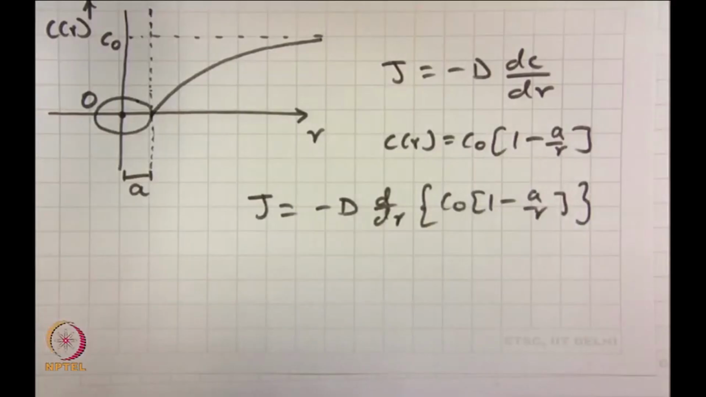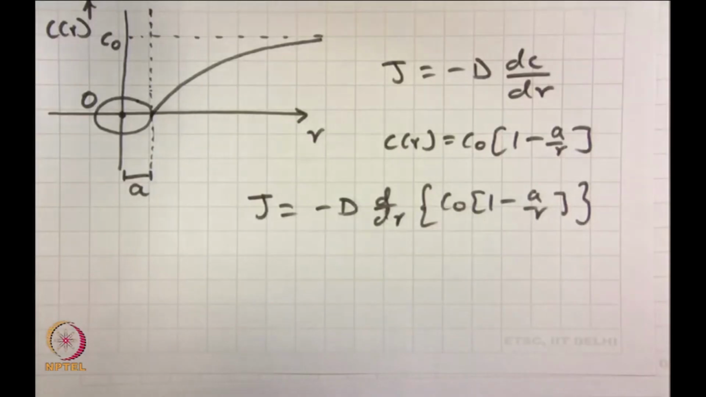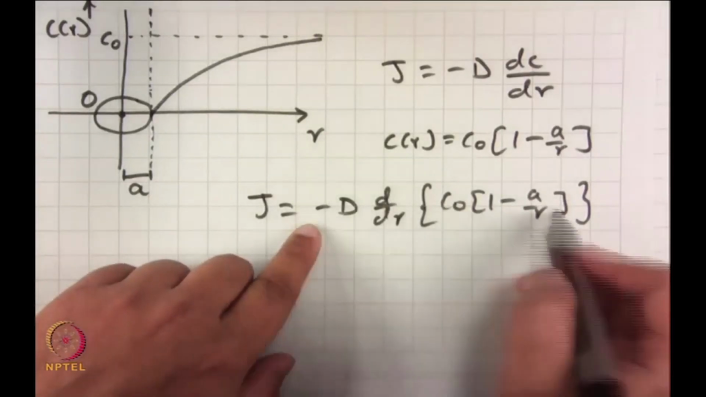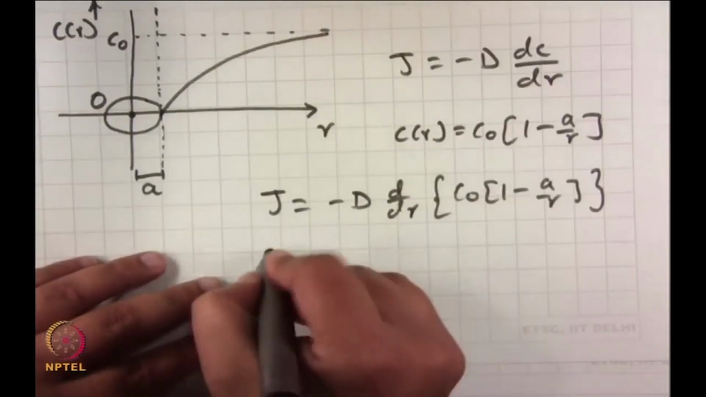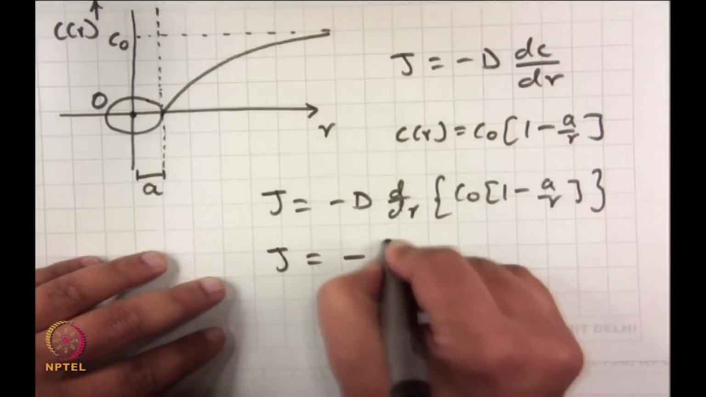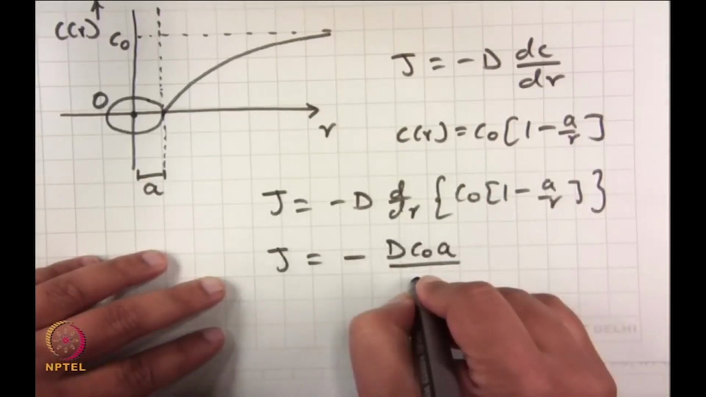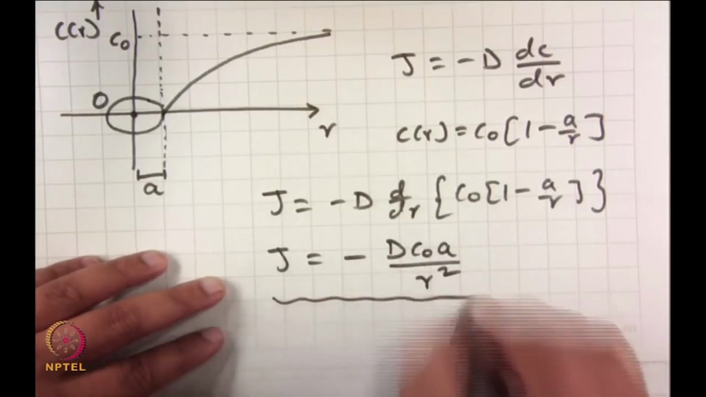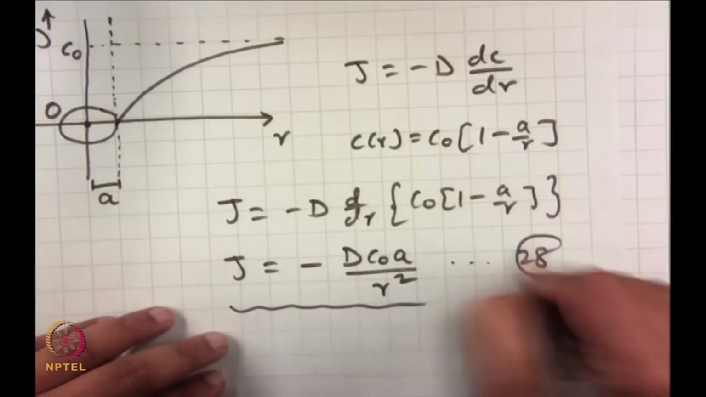Now, if you look at the differentiation, what about the first term? It is d C naught over dr, which should be 0, because C naught is a constant. Then you have a negative sign. This negative sign cancels out here, but you have 1 by r, so another negative sign comes in. So J would be equal to minus D C naught A over r squared, and this is number 28.